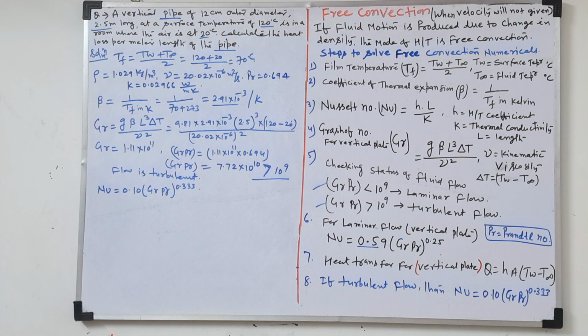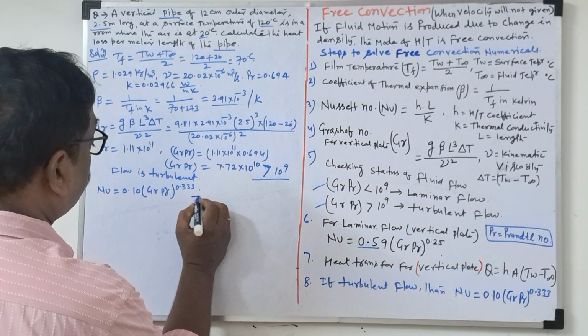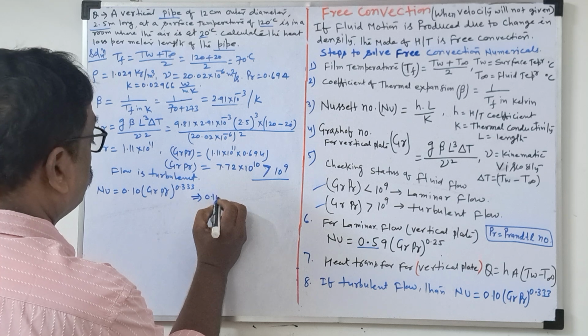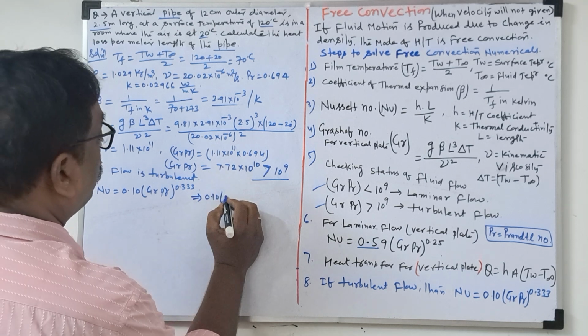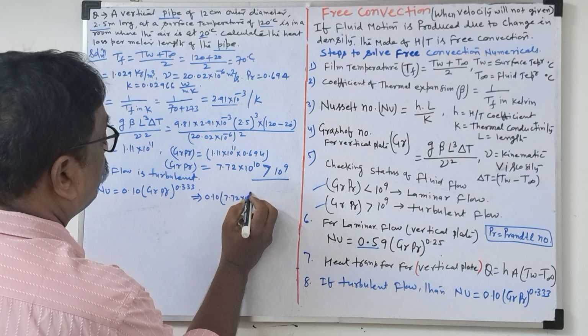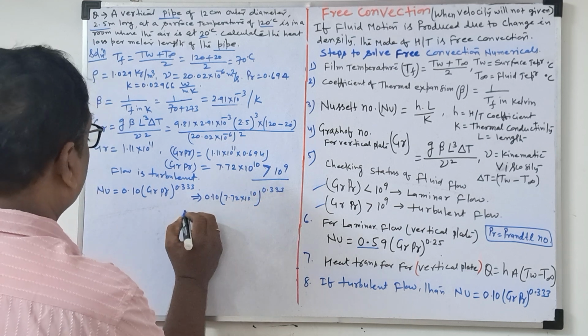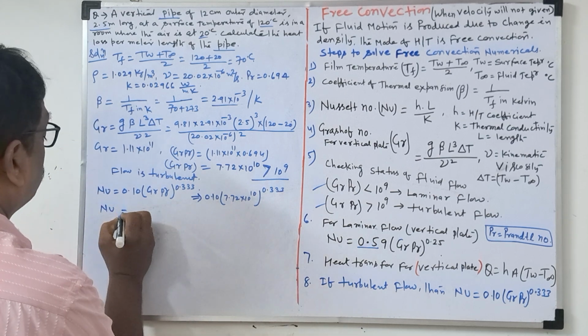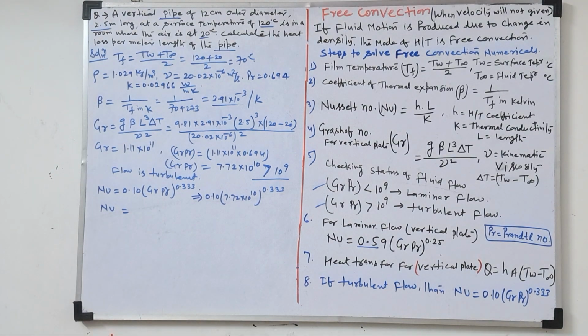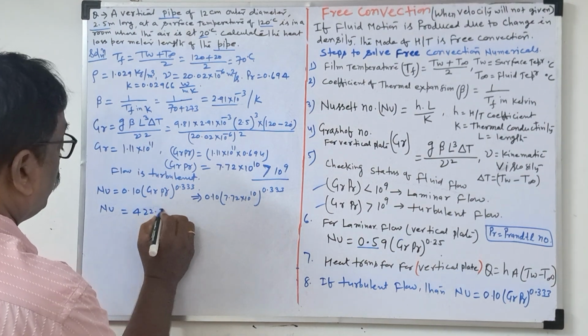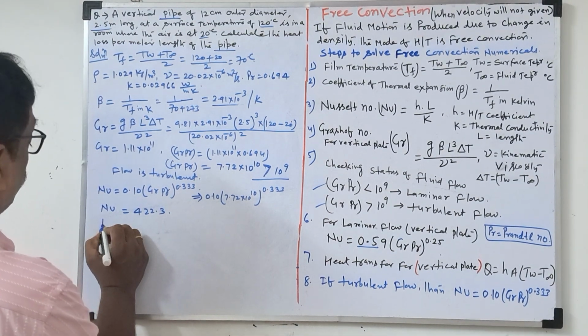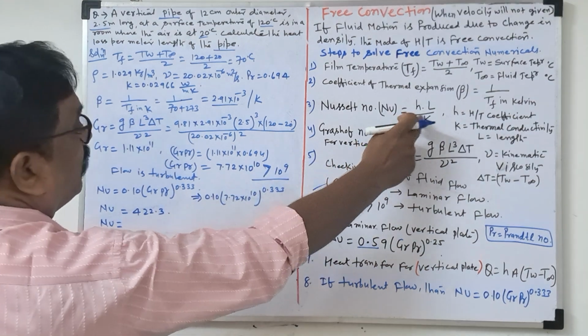Now we'll substitute this value here. Substitute 0.10 into GR PR, directly 7.72 into 10 power 10, power 0.333. So the Nusselt number we are getting is 422.3.